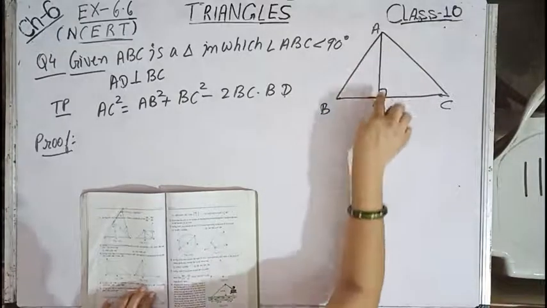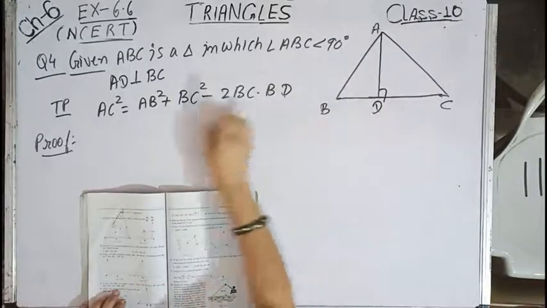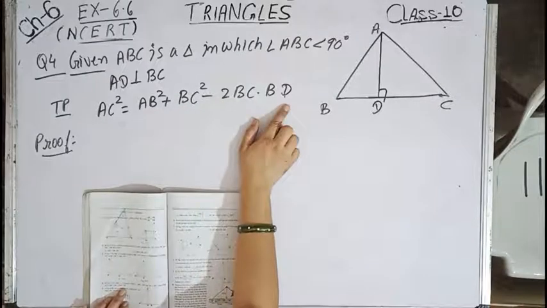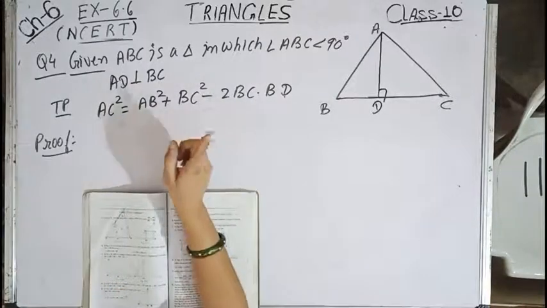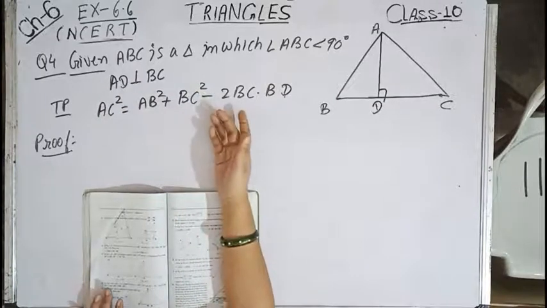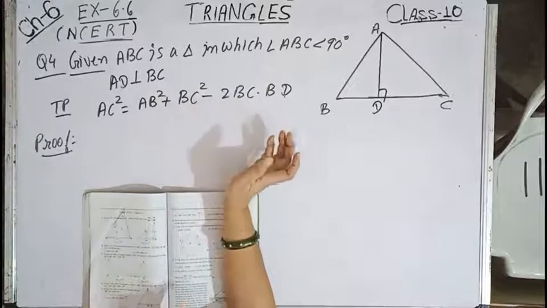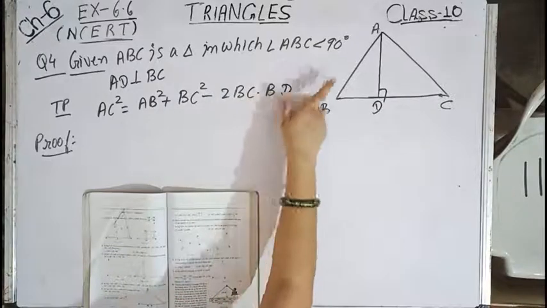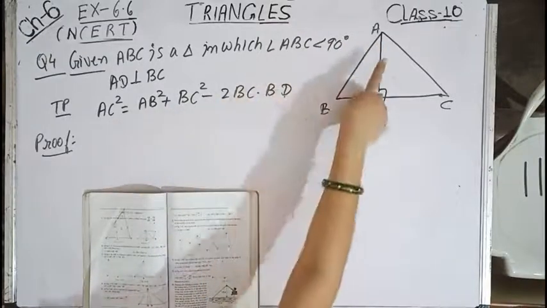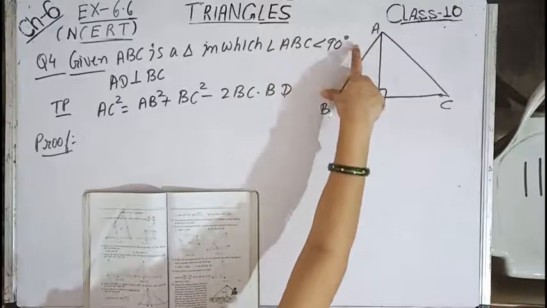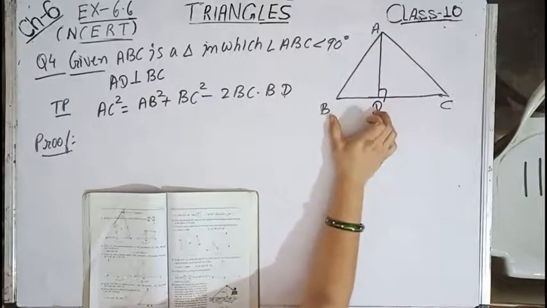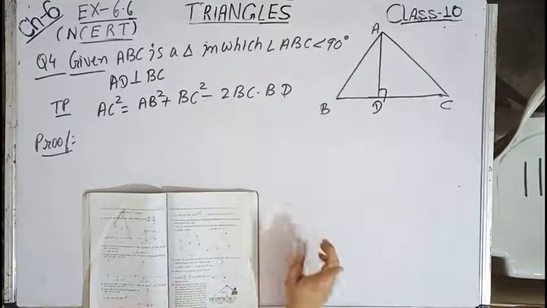Also it is given that AD is perpendicular to BC. We have to prove that AC square equals AB square plus BC square minus 2BC into BD. Again you can see the change: when it was obtuse it was plus. So remember this property, you can use it in other sums as well. Whenever it is acute and the perpendicular is there, then AC square equals AB square plus BC square minus 2BC into BD, and when it is obtuse, in place of minus it is plus.